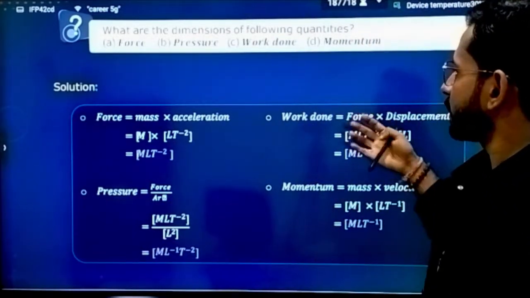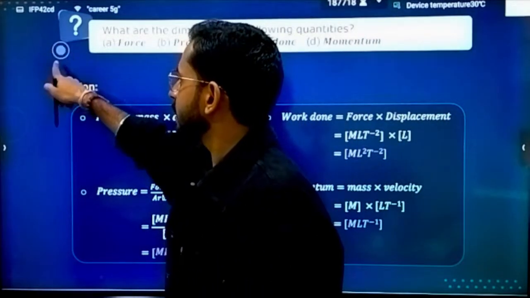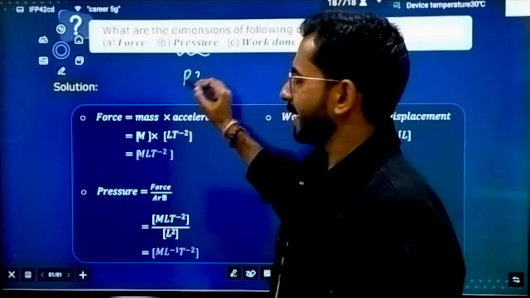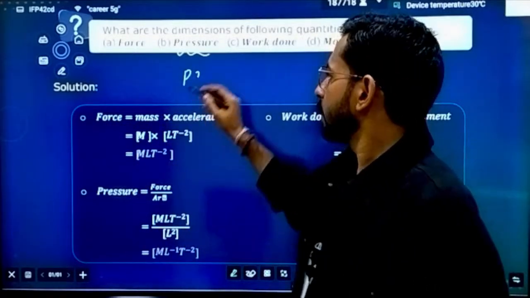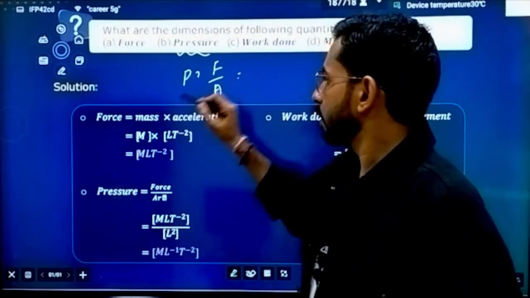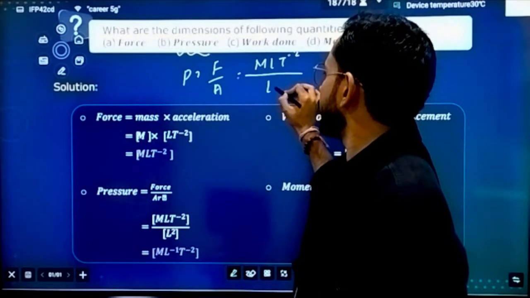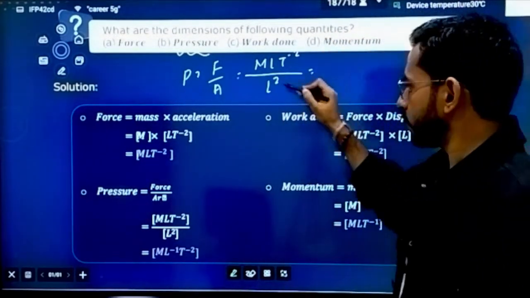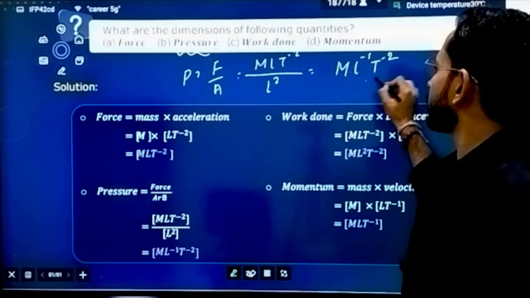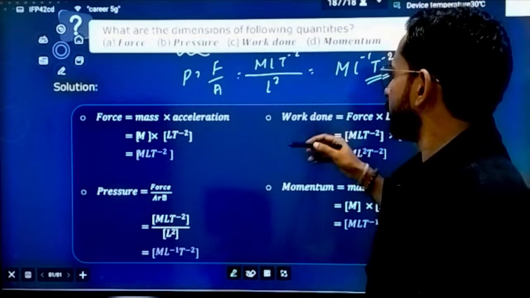See, let's suppose you have to write the dimensions of these quantities. How will we do it? Force, I have already told you. Let's suppose you want to write the dimension of pressure. For writing any kind of dimension, understand it. What is pressure? It is nothing but force divided by area. Force is mlt minus 2, divided by area, that is L square. So it will be ml minus 1 t minus 2. Correct? Pressure will be ml minus 1 t minus 2.